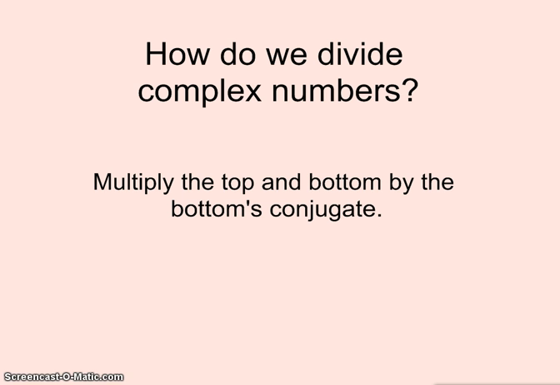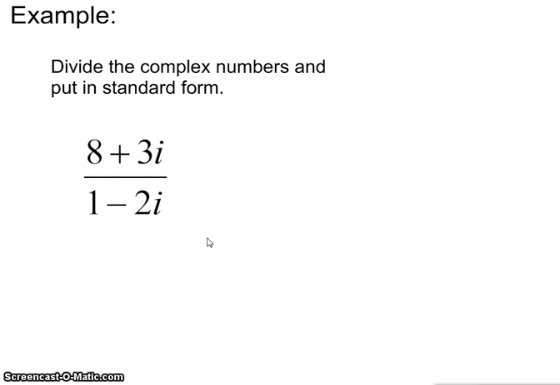So how do we divide complex numbers? First thing that we need to do is find the conjugate of the bottom and multiply both the top and the bottom by the conjugate. The reason for this is that we cannot have complex or imaginary numbers in the denominator of a fraction.